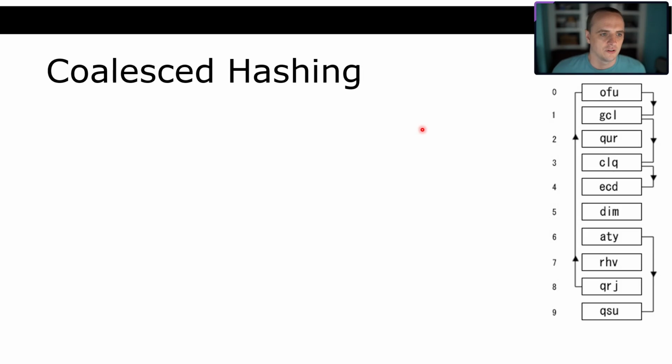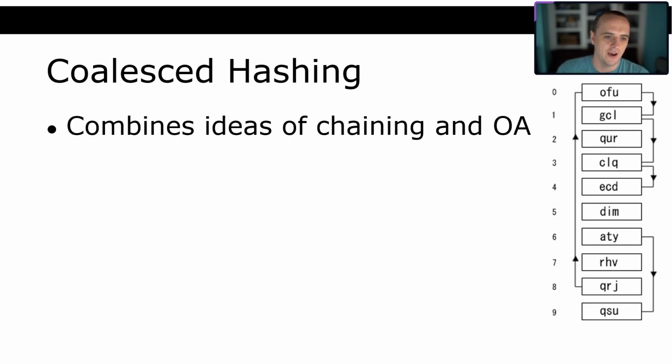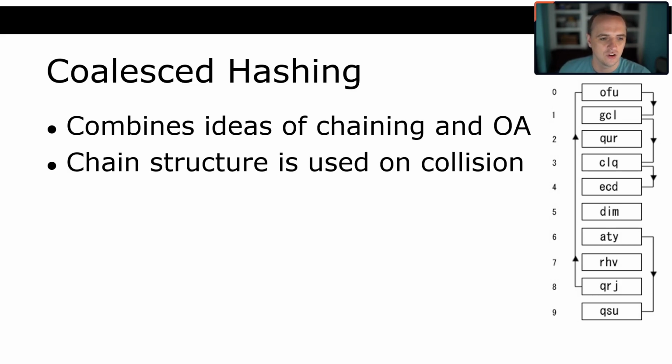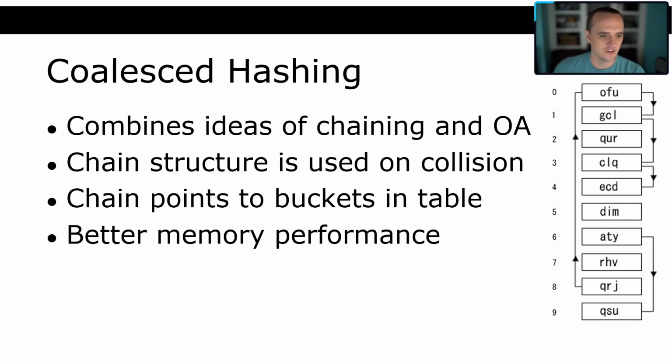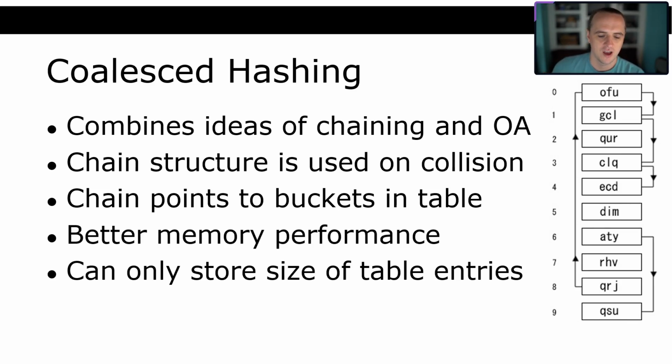So let's continue on. Coalesced hashing. Coalesced hashing combines the ideas of chaining and open addressing. So a chain structure is used on collision. However, the chain points to buckets in the table. And so it has better memory performance. However, we can only store the table size number of entries, right? And I'm just showing you this. I'm not going to go into the details of it, but just many different strategies that we can use.